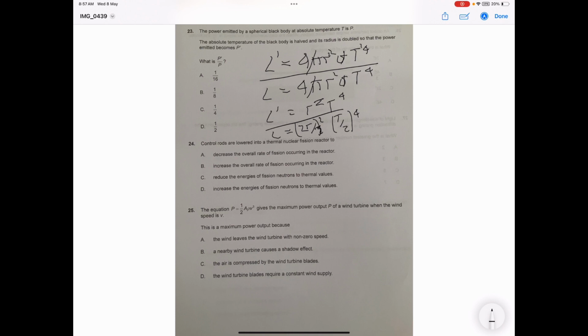Okay, so then that's going to be equal to, the r squareds cancel, T to the power of 4 cancel. So L dash all over L is equal to, it's going to be 16 all over 4. So it's going to be C, which is a quarter.